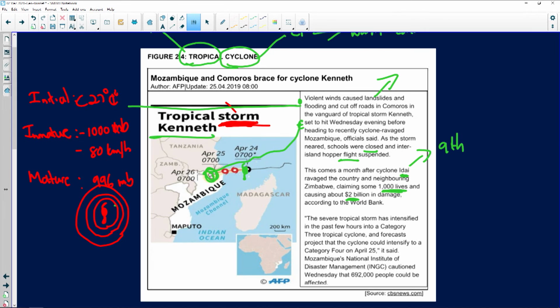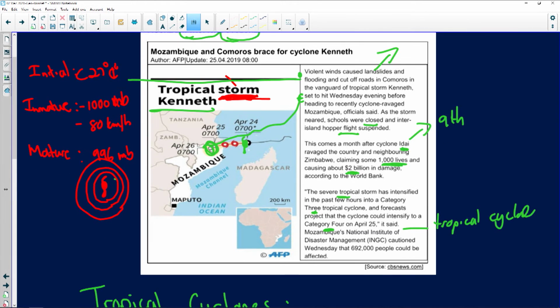Now, like I've mentioned, it's a tropical storm, right? It's a category 3, so eventually it would turn into a category 4, right? And it will be classified as a tropical cyclone. Okay, now remember, when it makes landfall, it dissipates. What does it mean? It dissipates. It dies out. Why? The simple reason is because the warm ocean water is the energy, the fuel for this tropical cyclone.